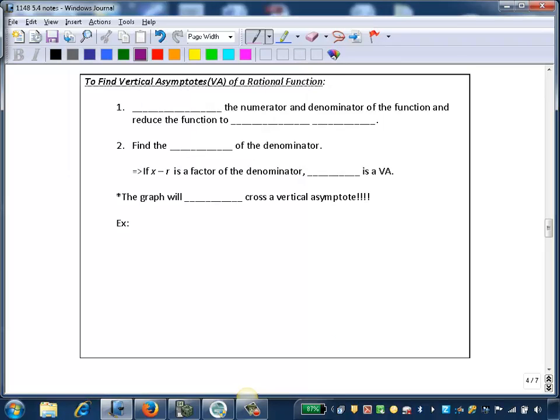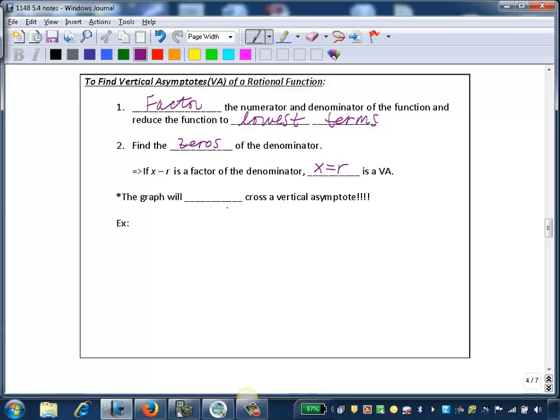To find vertical asymptotes of a rational function, our first step is to factor the numerator and denominator of the function and reduce it to lowest terms. The second step is to find the zeros of the denominator. We know that if x minus r is a factor of the denominator, then x equal to r would be one of the zeros, and that's actually the location of a vertical asymptote.